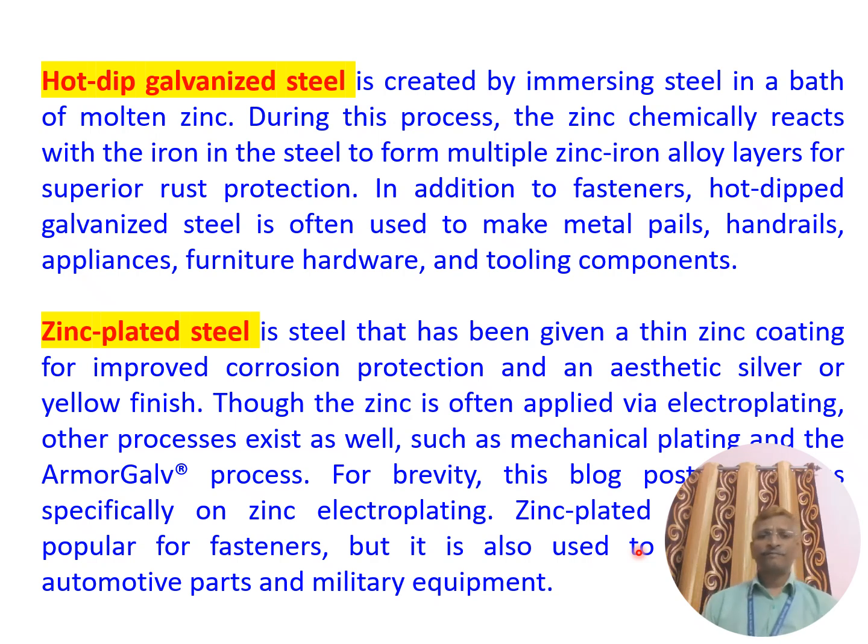Okay, another one, zinc plated steel. It has been given a thin zinc coating for improved corrosion protection and an aesthetic silver or yellowish finish. Though the zinc is often applied via electroplating, there are other processes too. In this mechanism, zinc is plated over the surface of the object for fastness, and it is also used for automotive parts and military equipment.